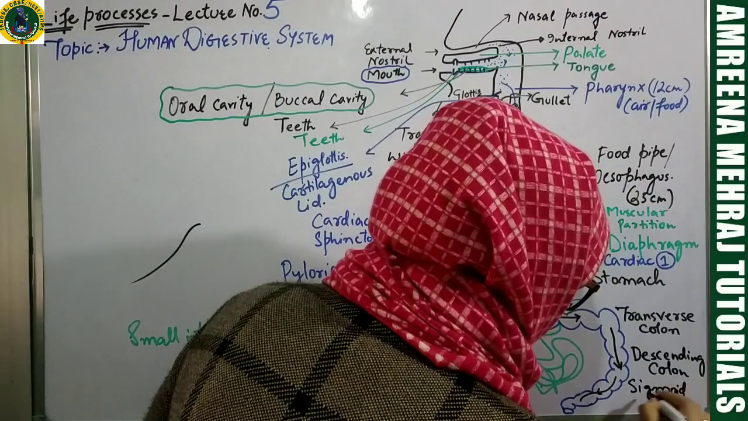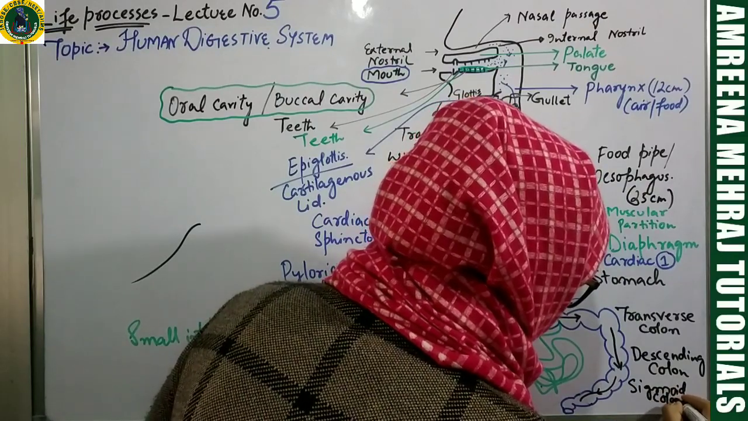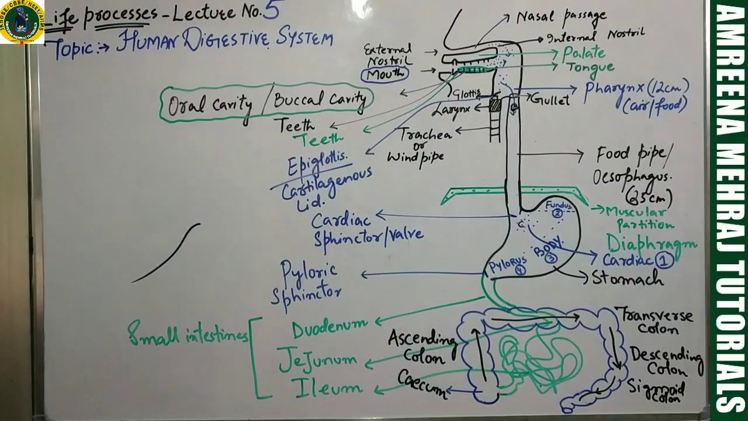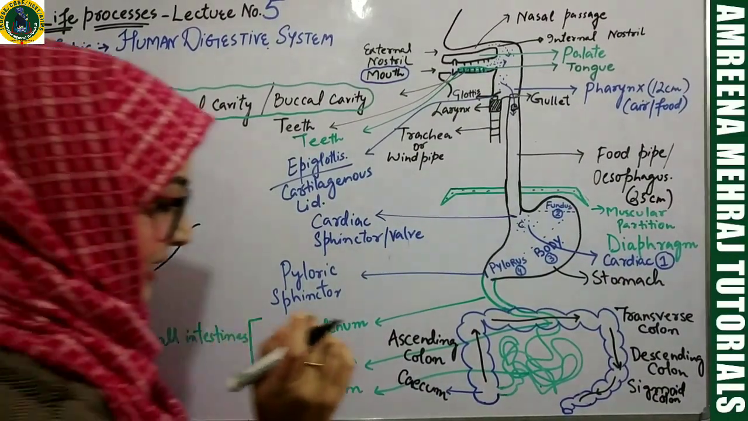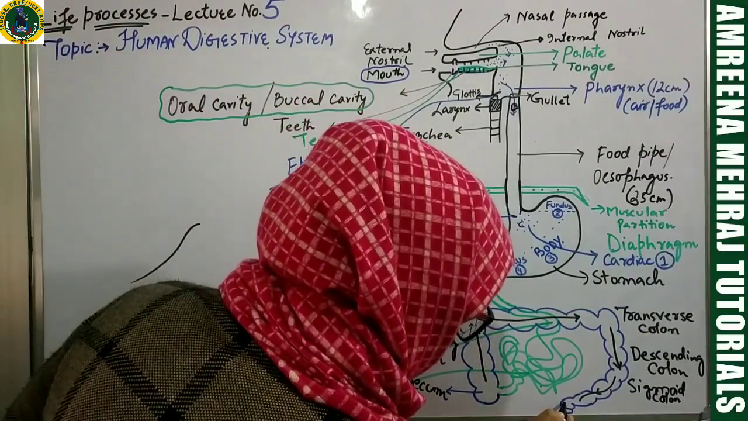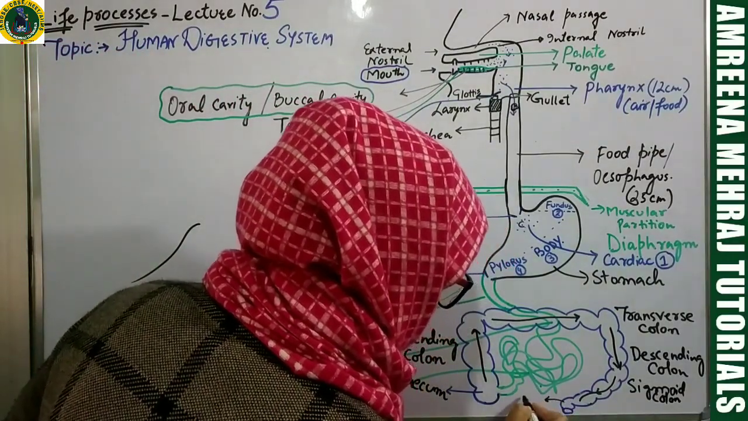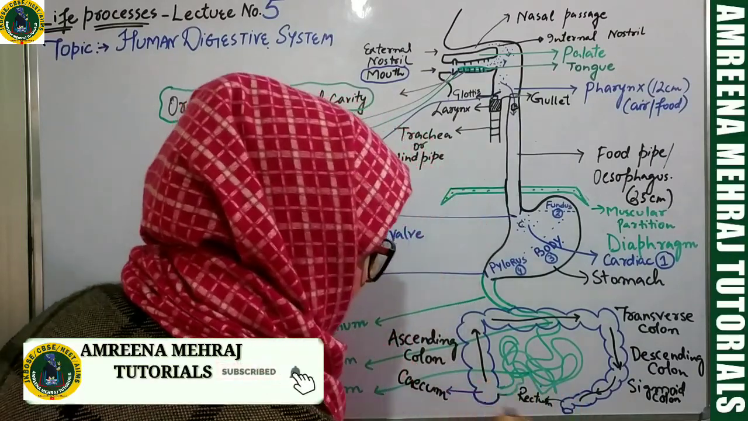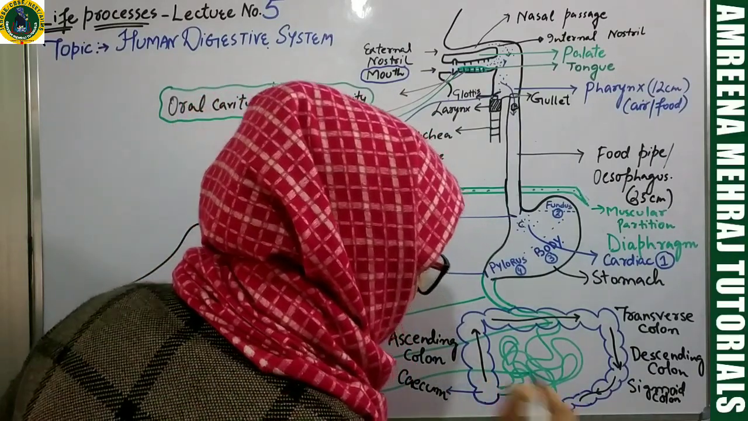Sigmoid, what do we call it? Sigmoid colon. I hope it comes in the frame. Yeah, it's called sigmoid colon. And then you find this particular pouch over here, this is the rectum, and the opening here is the anus.